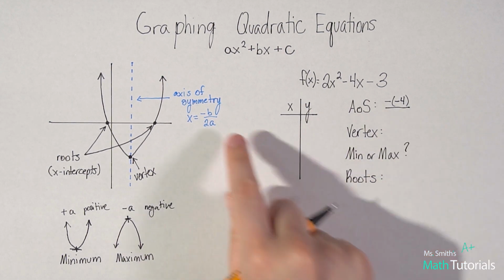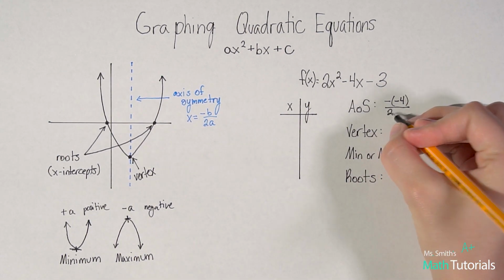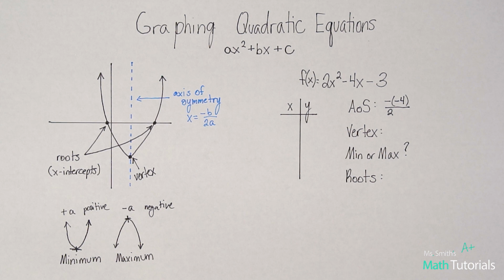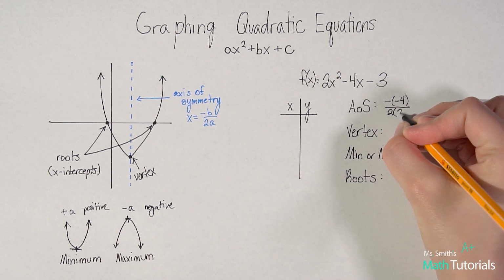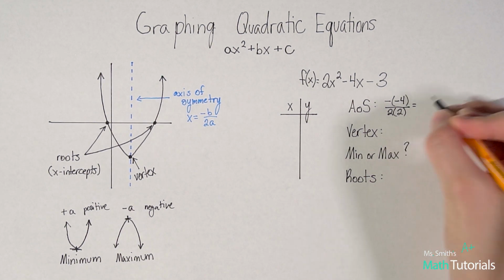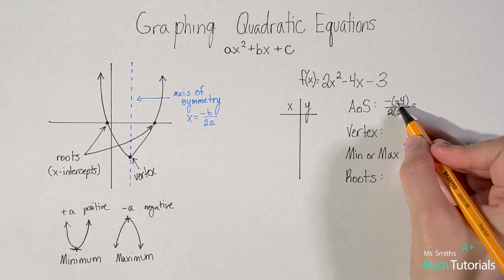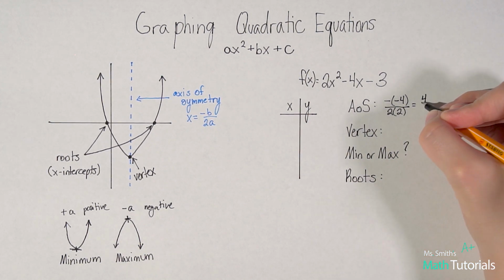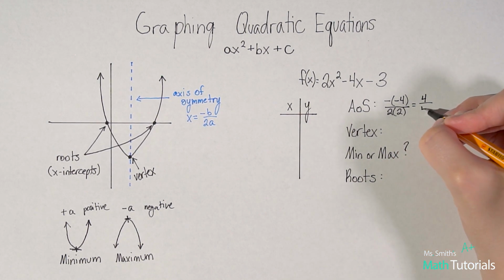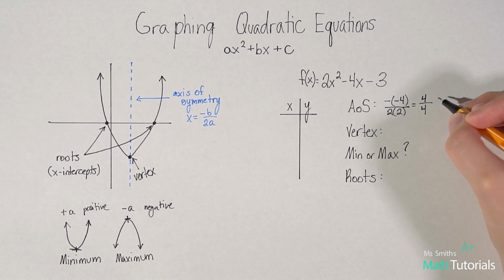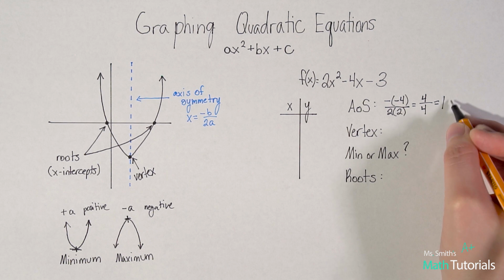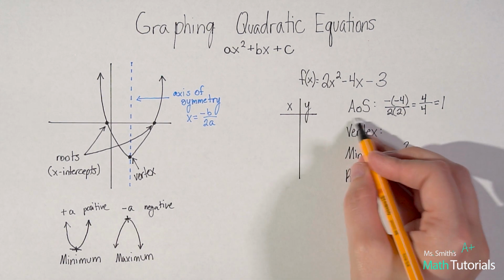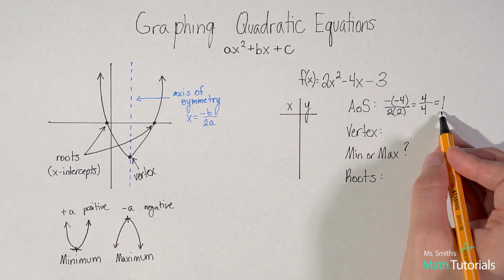Divided by 2 times a, and we said our a value was 2. So 2 times a. All right, so negative times a negative is a positive 4. 2 times 2 is positive 4. And 4 divided by 4 reduces to just 1. Once you get that final number, that is your axis of symmetry.